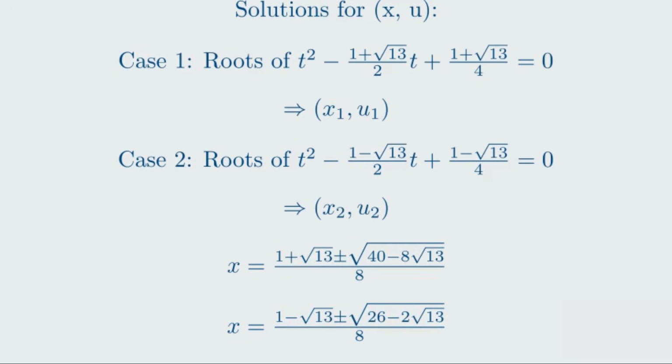The final step is to check for domain restrictions. The term x over x plus 1 requires that x not be equal to 1. The two sets of four solutions we found do not include 1, so they are all valid. So we have found all four real solutions for x. You have now learned how to solve a complex equation by using a system of equations, substitution, and the properties of sums and products of roots. Thank you for watching.